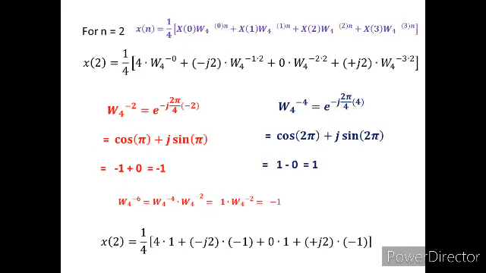The same method we have to use for n is equal to 2. In the given expression of x of n as it is written here, you just substitute n as 2. So what are we going to get? If you observe, 1 by 4, 4 dot W4 to the power of minus 0 minus j2 W4 to the power of minus 1 into 2, 0 into W4 to the power of minus 2 into 2 plus j2 into W4 to the power of minus 3 into 2.